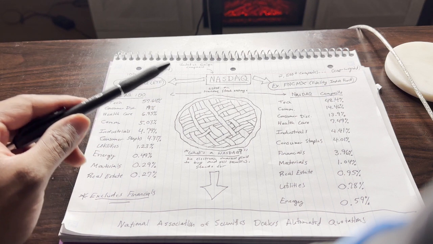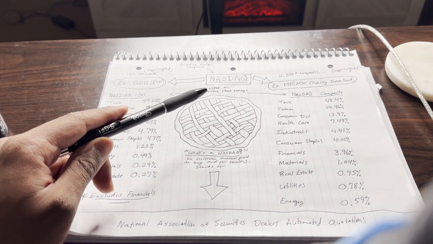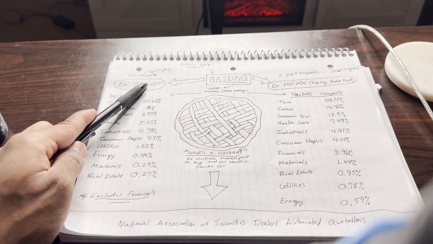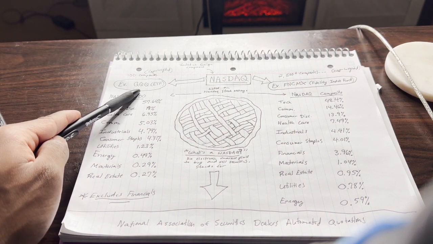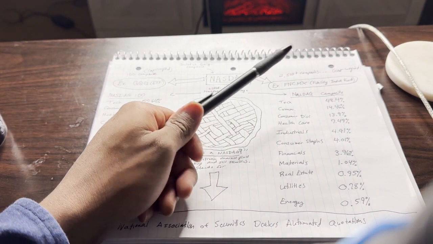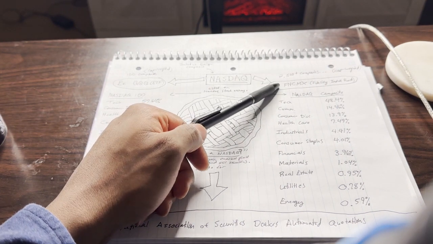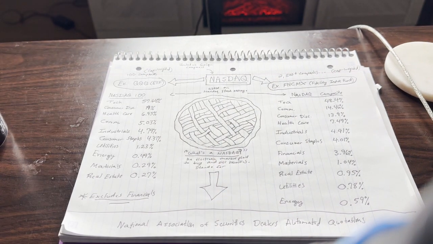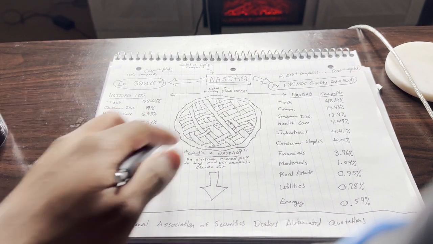But anyway, if you're wondering how to invest in the NASDAQ, if you want to invest in something like the NASDAQ 100, QQQ, that is an ETF. And if you want to invest in the NASDAQ composite, FNCMX is Fidelity's index fund for the NASDAQ. So those are two ways that you can get access to them.